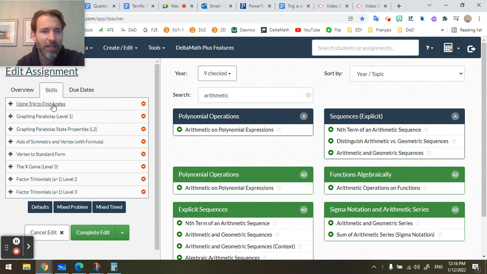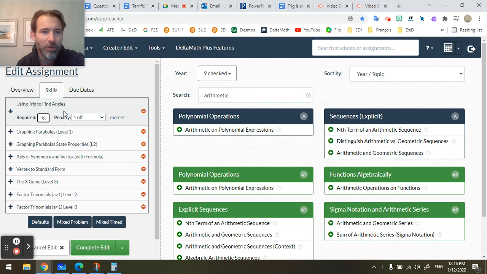Today we are going to be finding angles using trigonometry. And you'll notice that's the only trigonometry topic here. The rest are on parabolas. So let's take a quick look at that. I asked you to do a lot of them because it's quick, so let me show you how quick this can be.